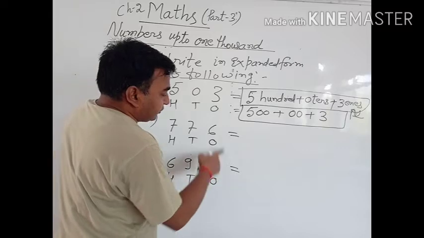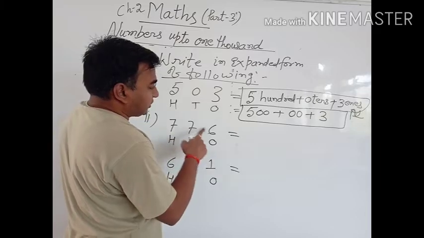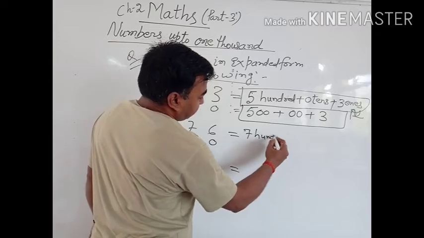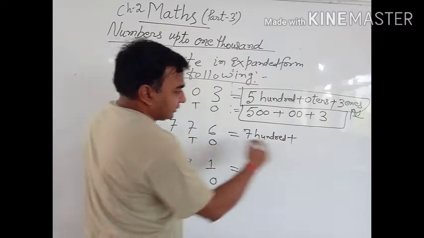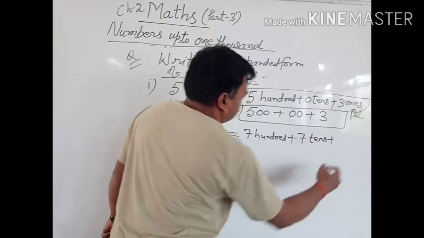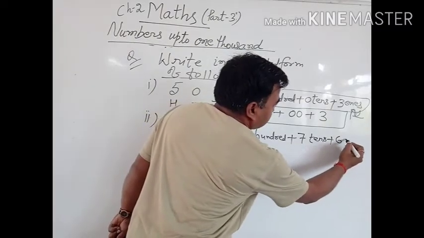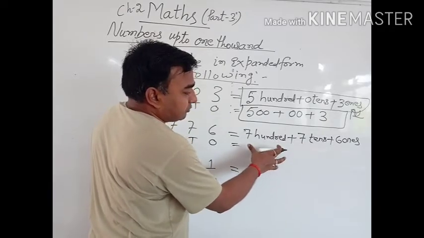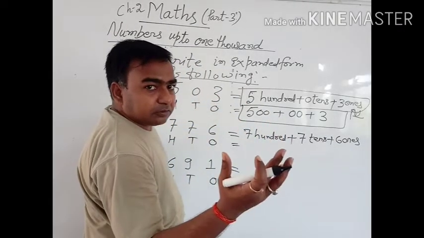In the same way, we can solve the other two given 3-digit numbers. 776. What is the place of this 7? Hundreds. We can write 700 plus. What is the place of this middle 7? Tens. We can write 7 tens. What is the place of this 6? Ones. We will write 6 ones. Now after this we will write 700, 7 tens, 6 ones in number.